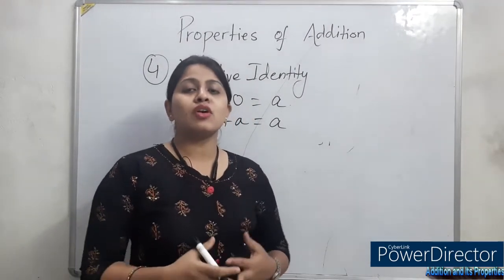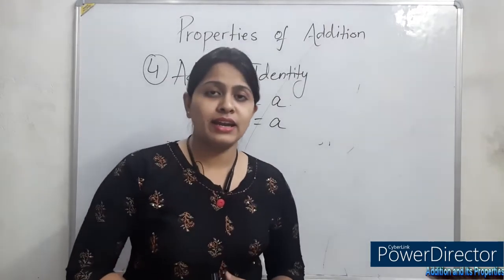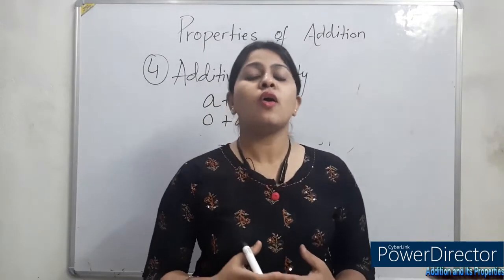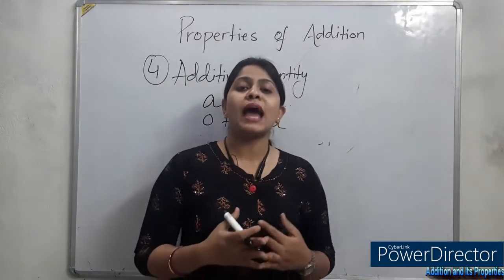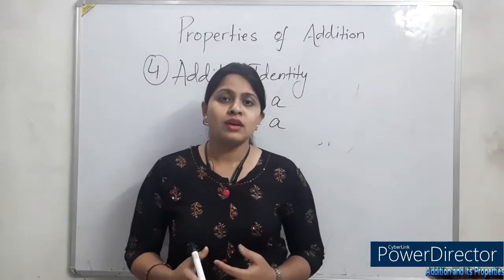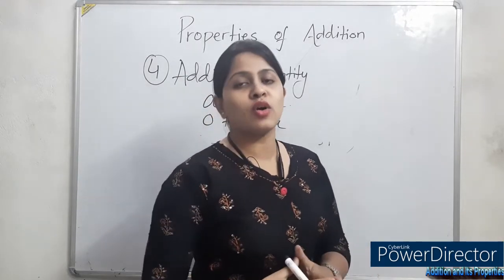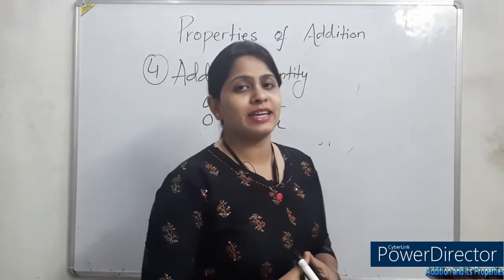So why is 0 called the additive identity? Because it maintains the identity of the number which is added to 0. It is going to maintain the identity. That is why this property is called additive identity. Okay?